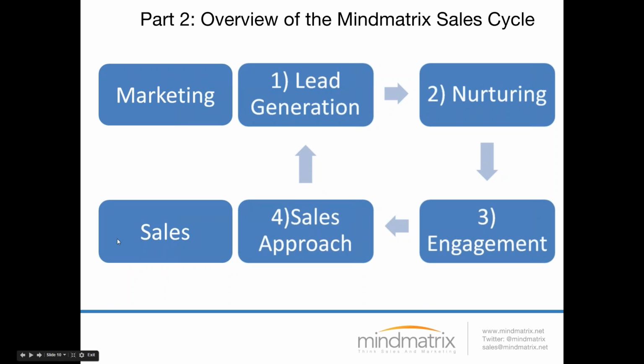Finally, in the sales approach phase, the sales team selects the most responsive contacts from that list and approaches them to close a deal. Meanwhile, the marketing team continues to generate new leads, some of whom will be customer referrals, thus continuing the cycle. For the next part of this webinar, we'll take a look at each phase of the cycle in detail and learn about the tools that Mindmatrix has to help with each phase.